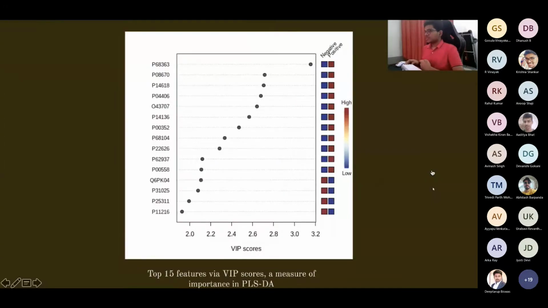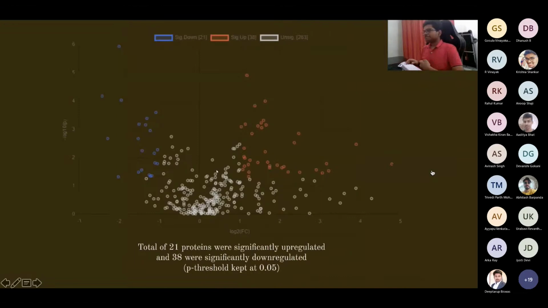These are the top 15 features via VIP scores, which is a measure of importance in the PLS-DA. These are the top 15 proteins. And this is the volcano plot with the P threshold kept at 0.05. Using this, we were able to see that 21 were significantly down-regulated, 38 were significantly up-regulated, and 263 were insignificant.